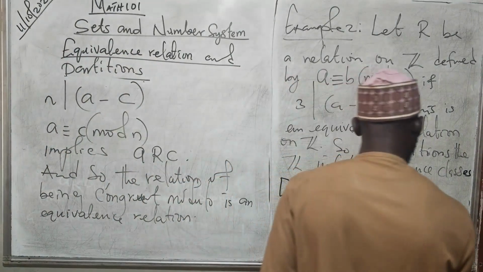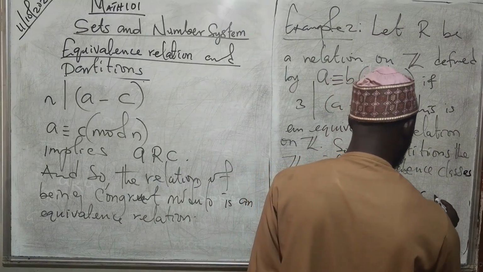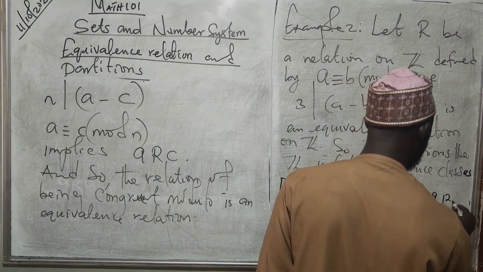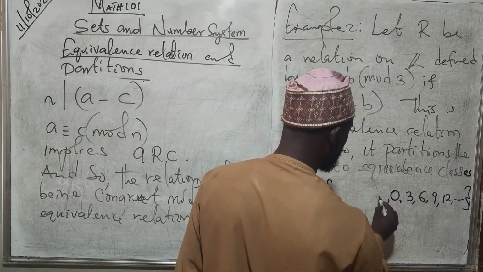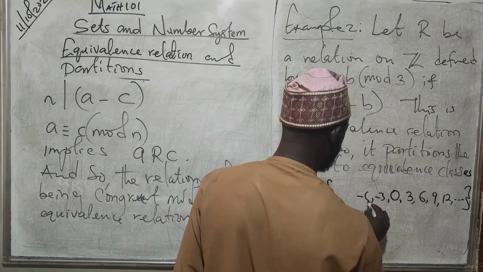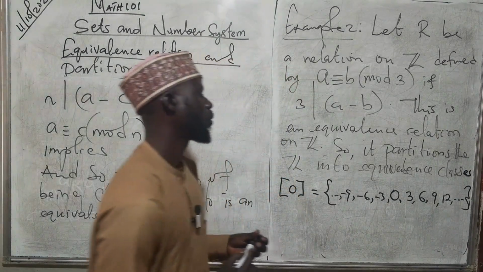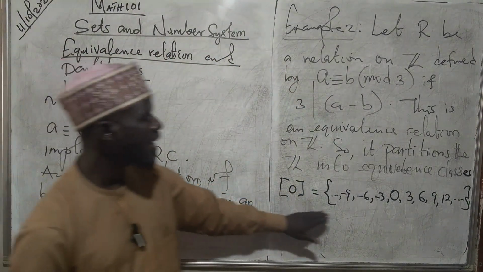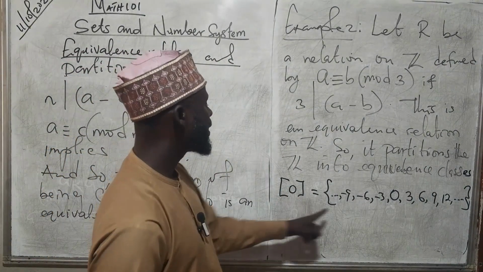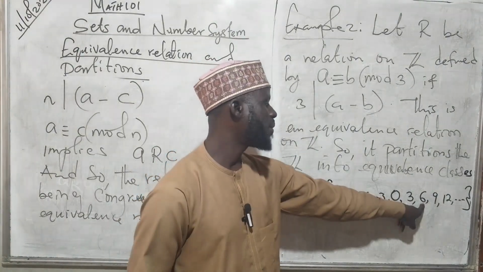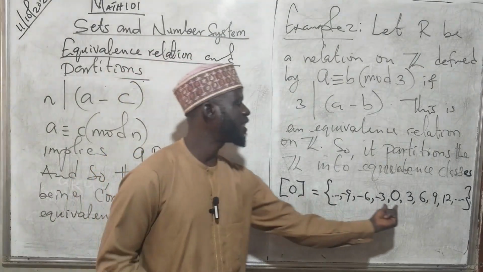So if you add 3, you get 3. You add 3, you have 6. You have 9. You have 12, and so on. Here, when you subtract 3, you have minus 3, minus 6, minus 9, and so on. So this is the equivalence class of 0. If we like, we can write it as the equivalence class of 3. It is the same as the equivalence class of 6. Any number you pick from here will serve as the representative for this class.